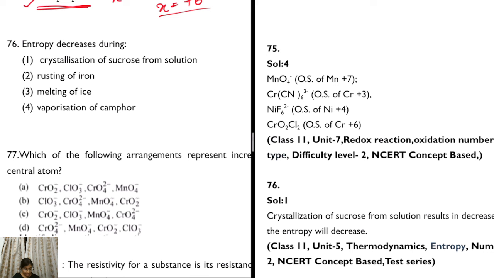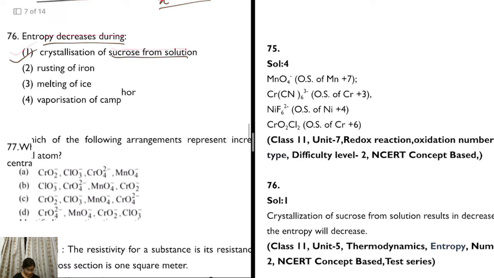In the next question, entropy decreases during... So see, entropy decreases when randomness is less, okay, when we are binding it. See, in crystallization of sucrose from solution, in liquid obviously the randomness is more than in the solid. Okay, so upon crystallization, the randomness will decrease. So this would be our answer.